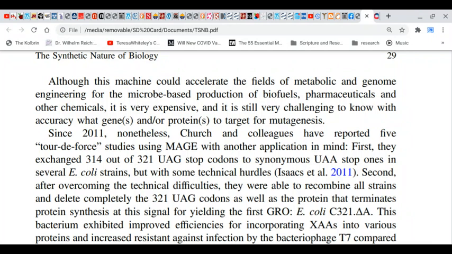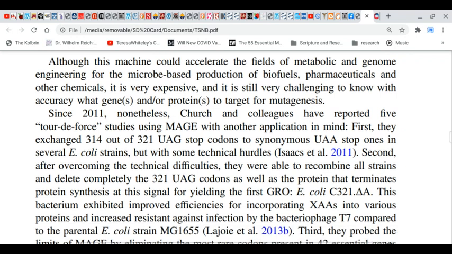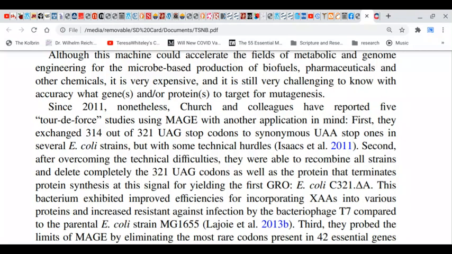314 out of 321 UAG stop codons to synonymous UAA stop ones in several E. coli strains, but with some technical hurdles. Second, after overcoming the technical difficulties, they were able to recombine all strains and delete completely the 321 UAG codons, as well as the protein that terminates protein synthesis at this signal, yielding the first genomically recoded organism, E. coli C321.